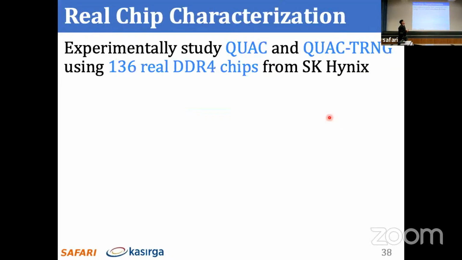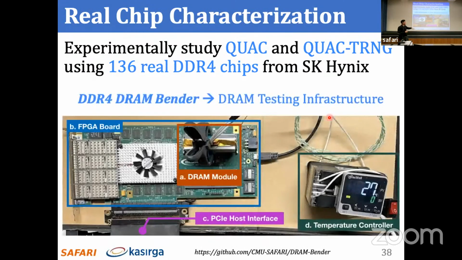Okay, now I'll talk about how we evaluated it. We experimentally studied both QUAC and QUAC-TRNG operations in real chips from SK Hynix using our DRAM testing infrastructure. This infrastructure allows us to send arbitrary command sequences to DRAM with arbitrary timing parameters, so we can execute the command sequences that I talked about.